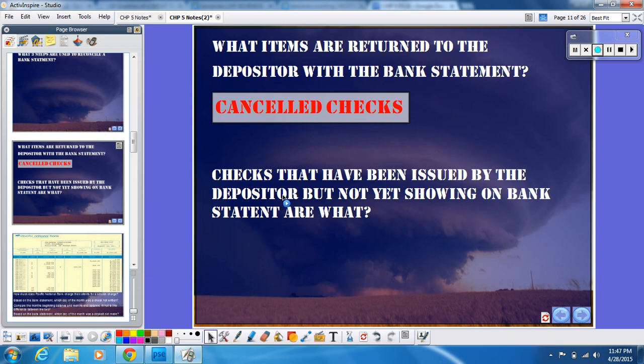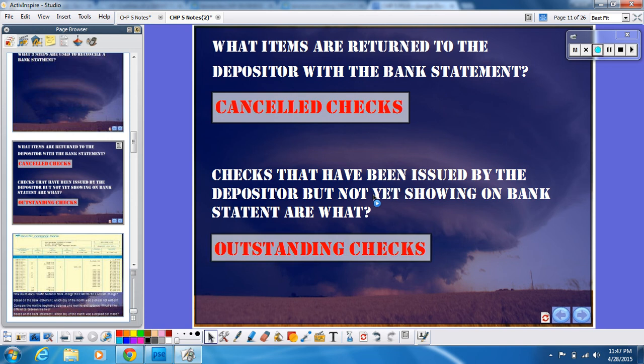Okay, next, checks that have been issued by the depositor but not yet showing on the bank statement are what? Meaning, if you write a check, but for some reason somebody hasn't taken it to the bank yet, and those are not showing on your statement. Looks like we have a typo here. Not showing on the bank statement. Okay, those are called outstanding checks, meaning they have not been cashed yet.